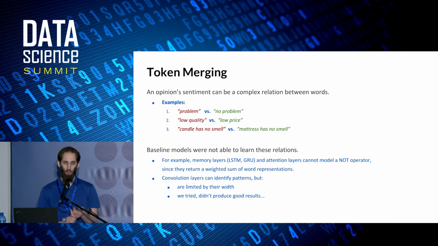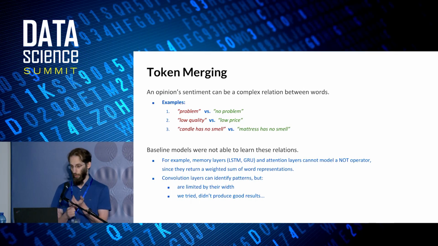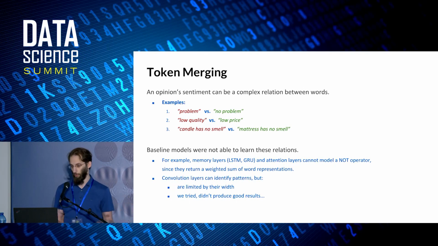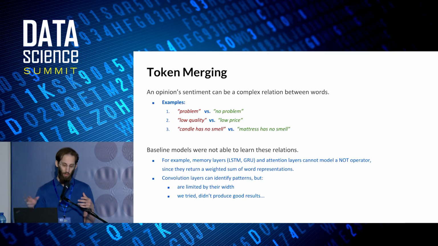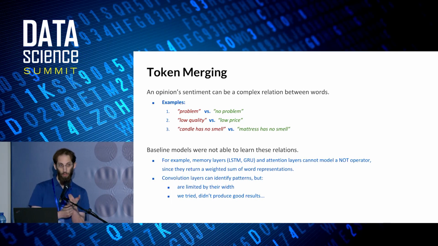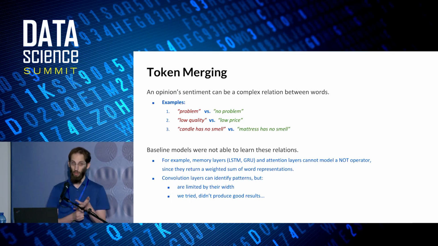The sentiment of an opinion can be a complex relation between words. It's kind of trivial. For example, problem, which is negative, versus no problem. So no flips the sentiment of problem. Low quality versus low price. Here, the sentiment of low is affected by the noun that it's related to. So low quality will be negative, whereas low price will be positive.